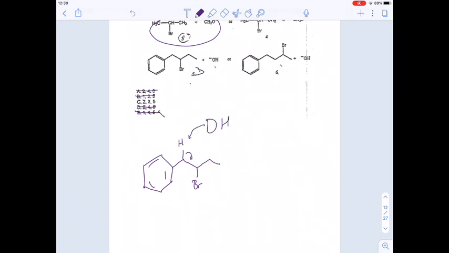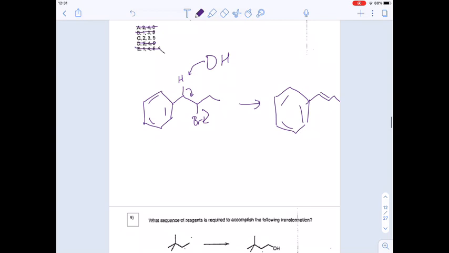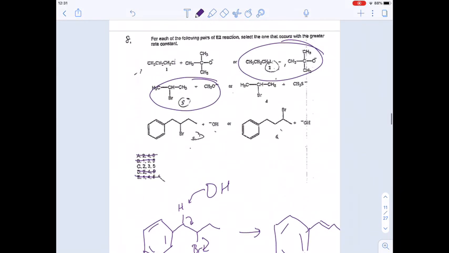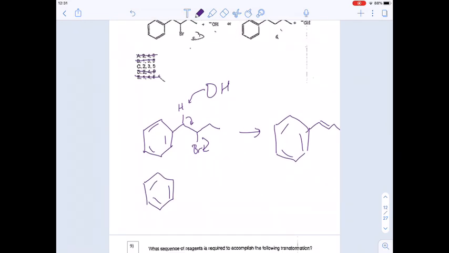So on this side, or like on the first side here, you could pull off the H closer to the benzene. So the OH can come and pull this H off. That's going to form the double bond, which kicks off the Br. And then you have a double bond conjugated to the ring. Ooh. So this double bond can actually resonate with the ones in the ring.